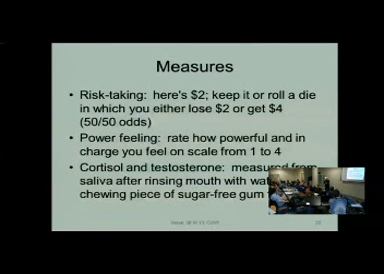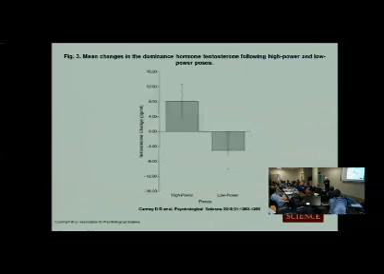Risk-taking measures, one was you give the subject $2, you say, okay, you can keep it, or you can roll this die, and if you get any of 3 numbers, you'll get $4. If you don't get any of those 3 numbers, you'll lose your $2. Power feeling, you rate how powerful and in charge you feel on a scale from 1 to 4, and then there are the cortisol and testosterone ratings.